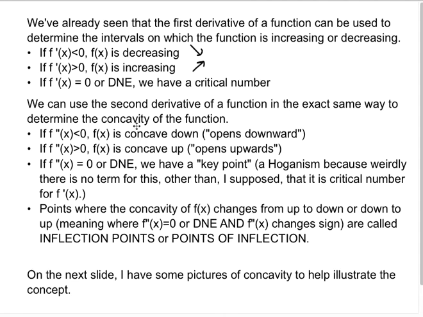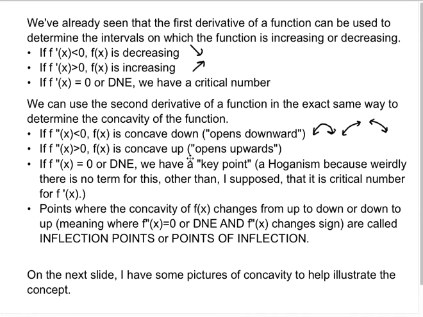We can also use the second derivative of a function in the same basic way to determine the concavity of a function. So if f double prime is less than 0, then the function is concave down, meaning it opens downward or it cups downward. So this is what concave down looks like. It can look like anything like this, essentially, right? That's concave down, cupping downward, right?